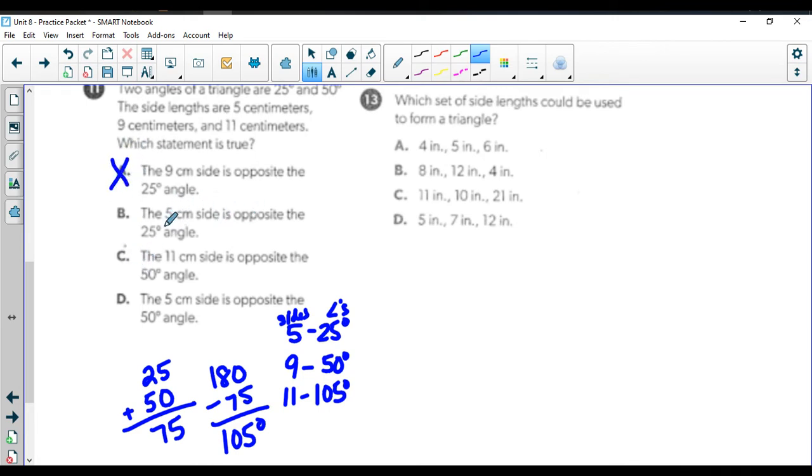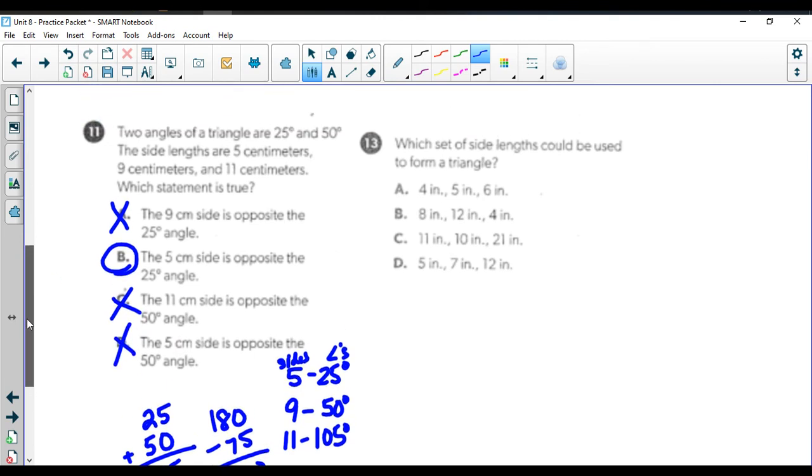The 5 centimeter side is opposite the 25 degree angle. That is correct because the 5 centimeters is the smallest and the 25 is the smallest angle. In part C, the 11 centimeter gets paired with the middle angle, which is why that's wrong. And in part D, it pairs the smallest side with the middle angle. So that's why that one is wrong.